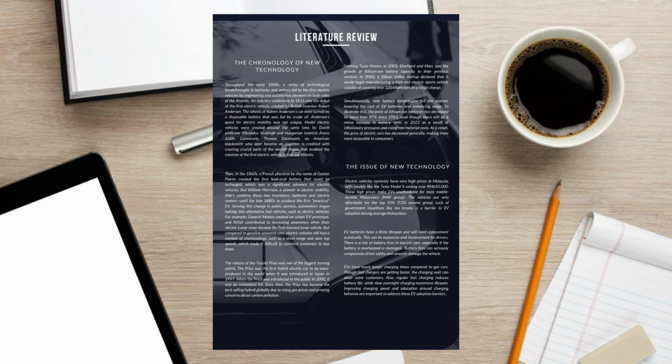So throughout the early 1800s, a series of technological breakthroughs in batteries and motors led to the first electric vehicles by engineering and automotive pioneers on both sides of the Atlantic. An industry conference in 1835 saw the debut of the first electric vehicle created by British inventor Robert Anderson. The wheels of Robert Anderson's car were turned by a disposable battery that was fed by crude oil. Anderson's quest for electric mobility was not unique.